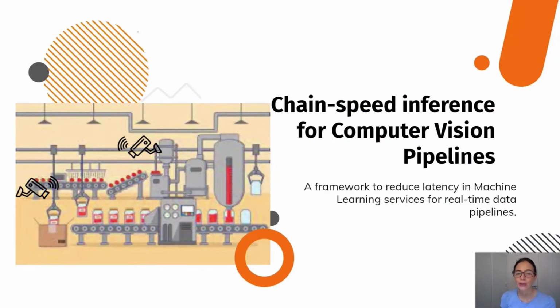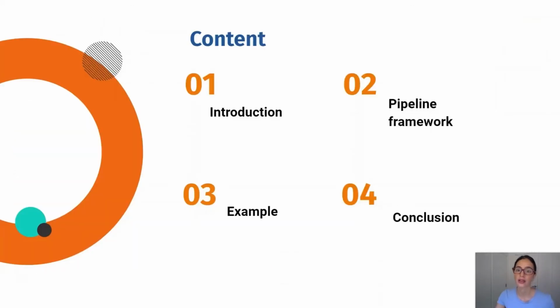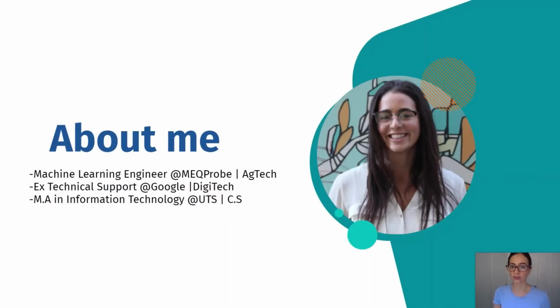Everyone, today I will be presenting a framework to reduce latency in machine learning pipelines that are typically deployed in factories. First I'll give an introduction about computer vision and talk about the challenges of deploying computer vision pipelines into a factory setting, and I'll talk about the framework that I'm proposing to overcome those challenges. We'll go through an example of this framework, and finally I'll finish up with some conclusions.